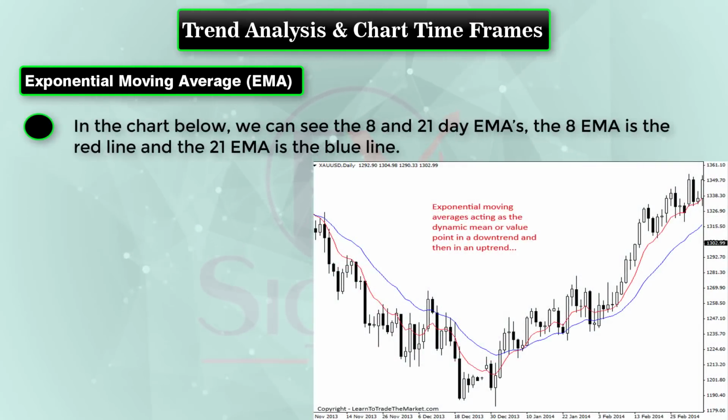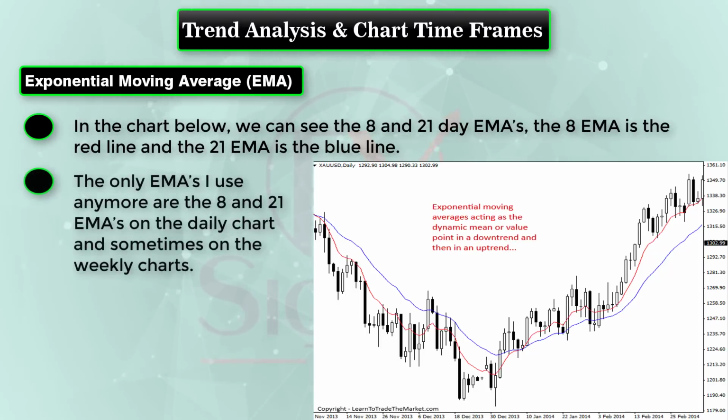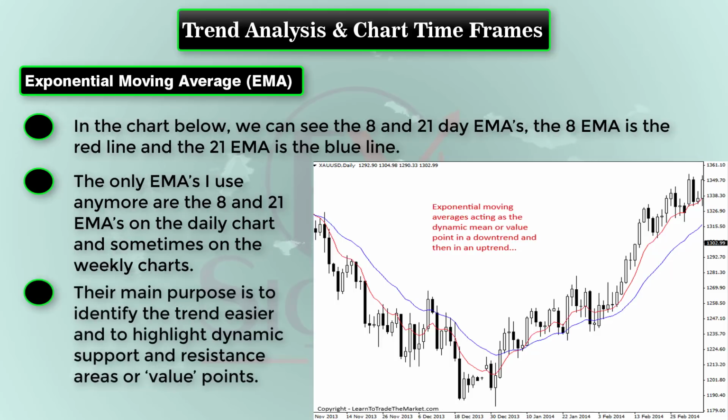In the chart below, we can see the 8 and 21-day EMAs. The 8 EMA is the red line and the 21 EMA is the blue line. The only EMAs I use anymore are the 8 and 21 EMAs on the daily chart and sometimes on the weekly charts. Their main purpose is to identify the trend easier and to highlight dynamic support and resistance areas or value points.